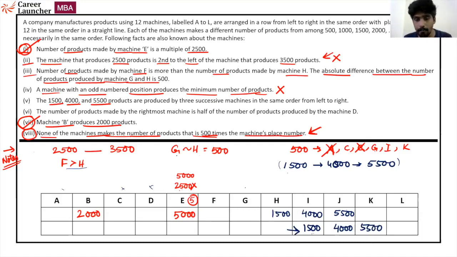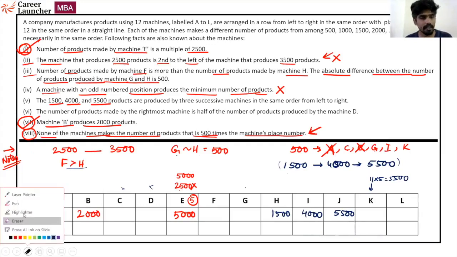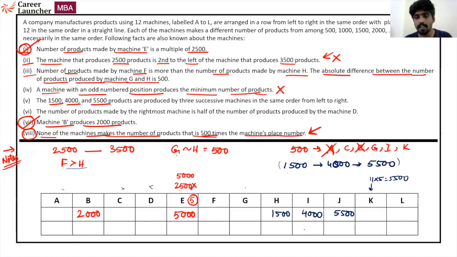The possibility in the line below will get eliminated because K is number 11. 11 into 5 would give you 5,500. K could not have produced 5,500. So that is eliminated. The only other possibility is J, K, and L.